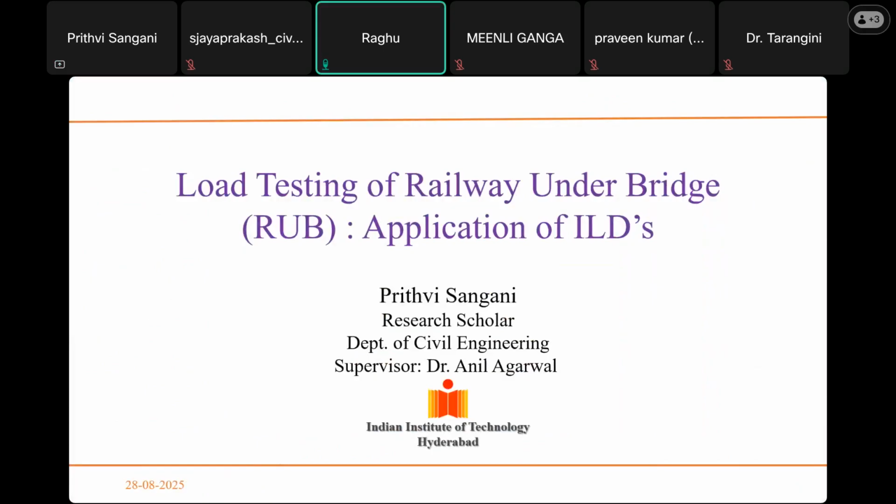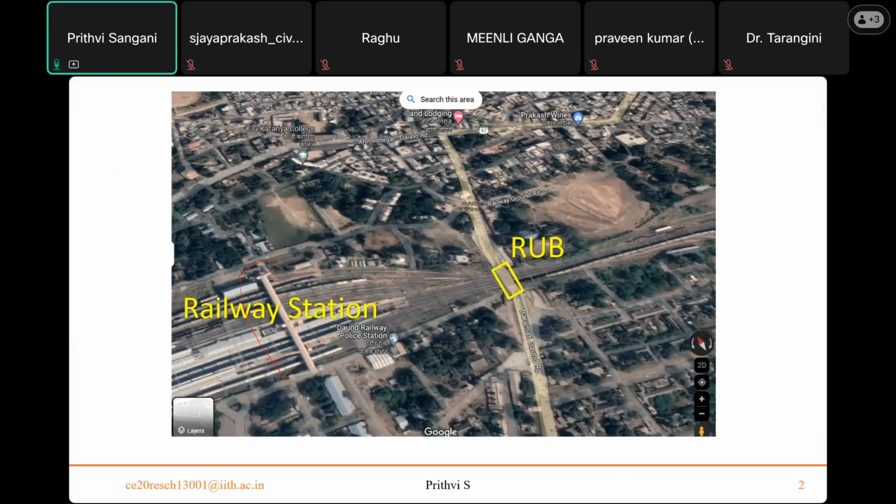So this is a railway underbridge load testing, and we have used influence line diagrams in this. This is in Maharashtra, about 150 or 160 kilometers from Sholapur. You can see this part. This is a junction.